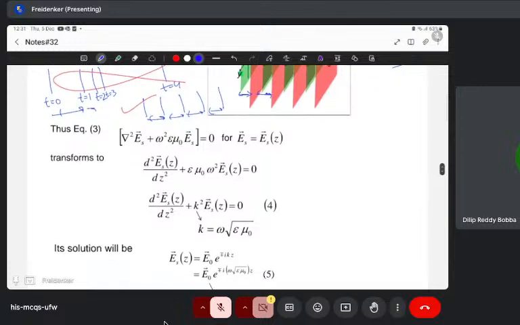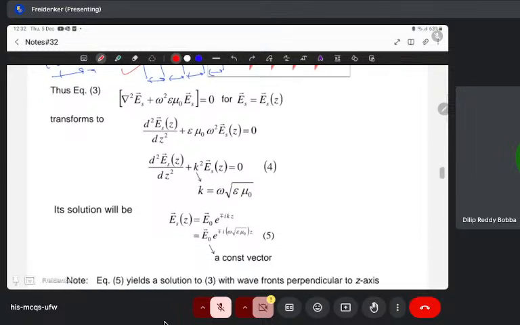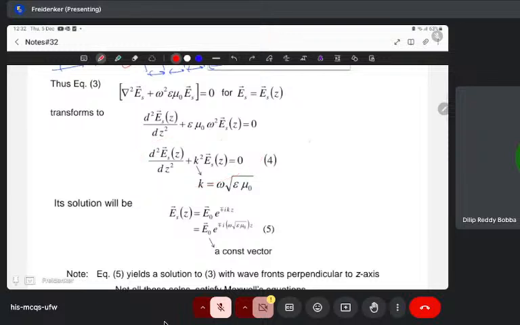So if Es is a function of z, then the Laplacian, how does it look like? It's going to be dou square by dou x square plus dou square by dou y square plus dou square by dou z square. These things will not be there because I know now Es is simply a function of z. So my Laplacian will directly become dou square by dou z square. And if you solve this equation, it looks like the SHM equation, right? SHM equation.